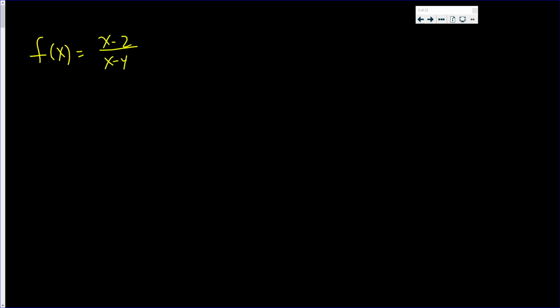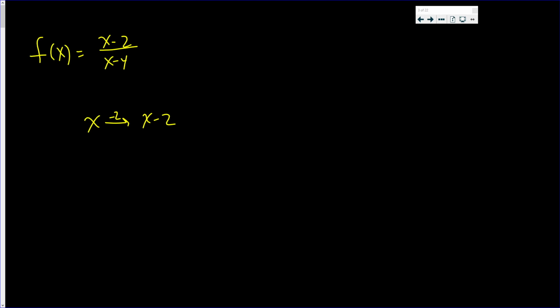Suppose you have that f of x is (x minus 2) over (x minus 4). Now, there's no way to build this up. I mean, I can start with x and then take away 2. So now I have x minus 2. What do I do next?